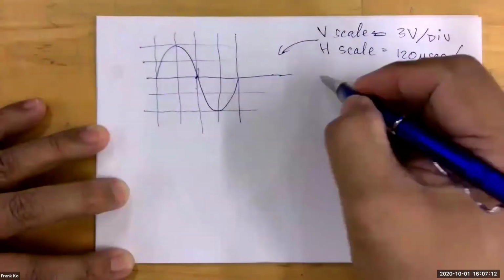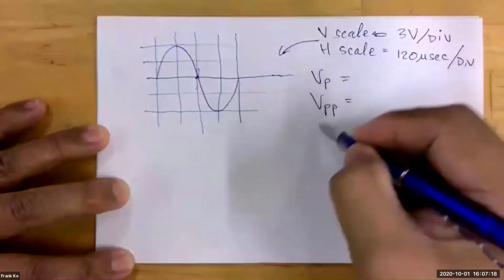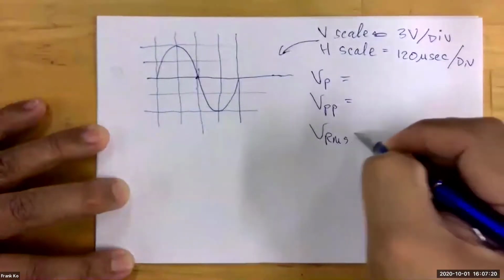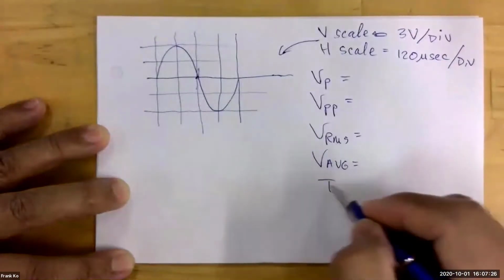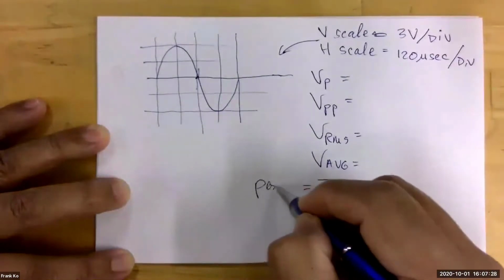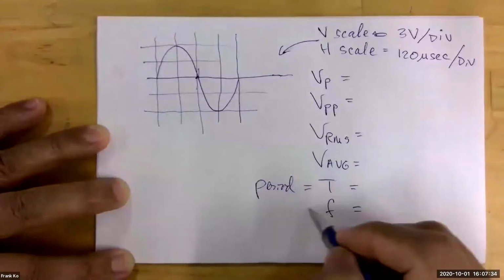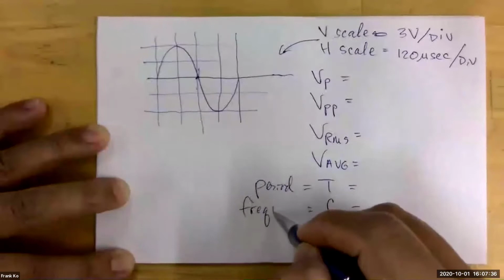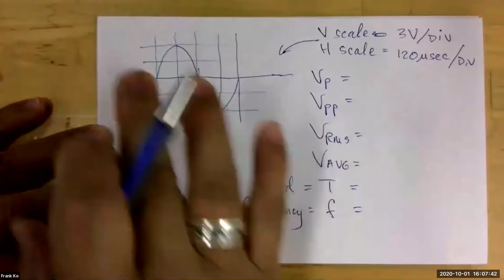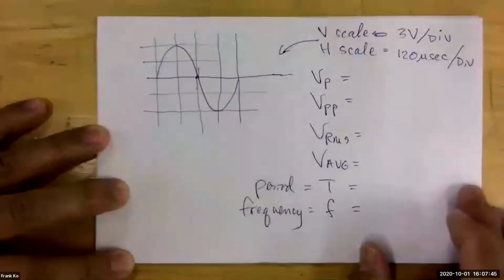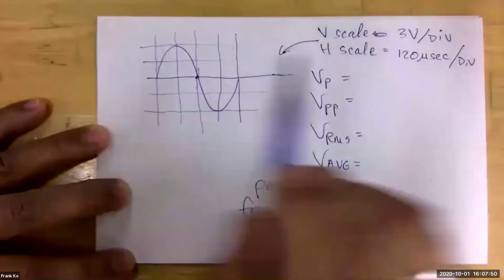You are tasked with interpreting this waveform based on how I've drawn it to give us the following values. We are looking for V peak, V peak to peak, VRMS, and V average. We're looking for T, which is period, and we're looking for F, which is our frequency. So those would be the things that we're looking for based on this particular waveform. Now, I have a vertical scale of 3 volts per division, horizontal scale of 120 microseconds.